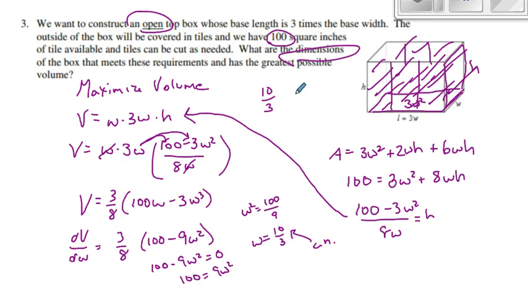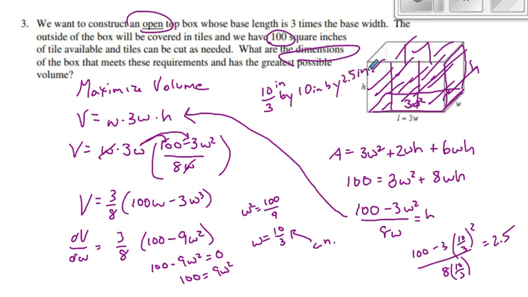My length is 3 times that, so 10/3 by, well, 3 times that's just 10. By the way, everything in here is inches, so 10/3 inches, 10 inches by, and my height. Okay, I know this 10/3, and here's the formula. Now, I'm not going to spend all the time doing all the math, but you can do it, and it turns out that if you do all of this and do all your math right, it does come out to be 2.5. So by 2.5 inches. And that's that problem done.